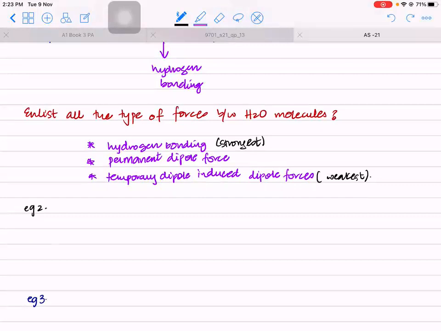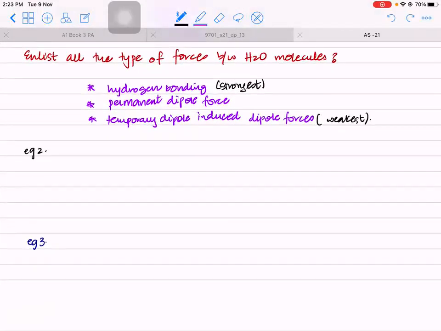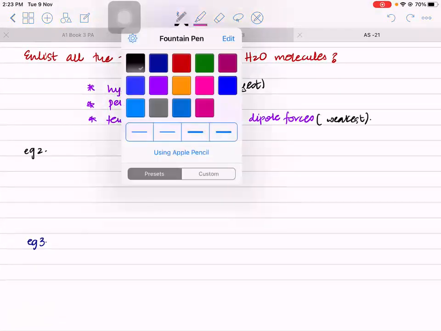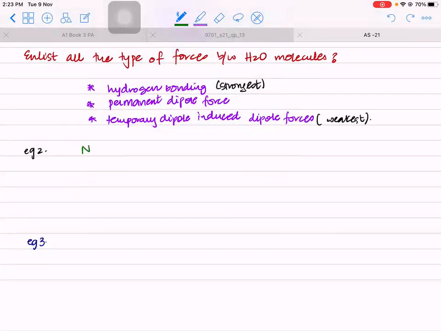Now let's see the second example of hydrogen bonded molecules. Let's see ammonia, NH3. We have done the shape of ammonia. It is trigonal pyramidal. Yes. So this right here is ammonia. This right here is another ammonia molecule.